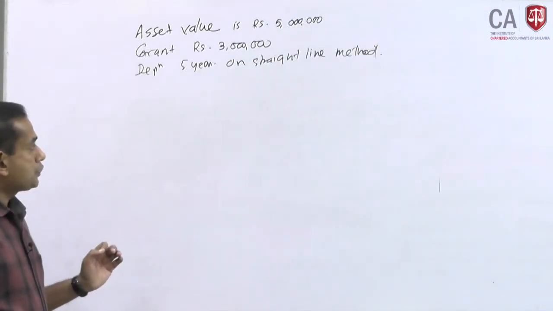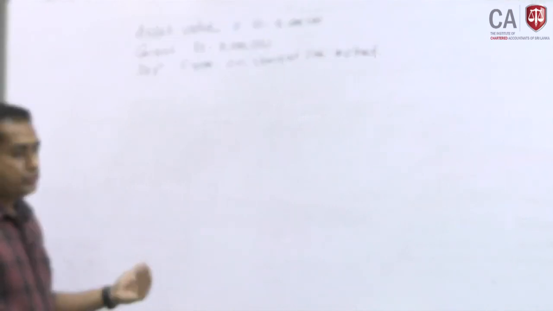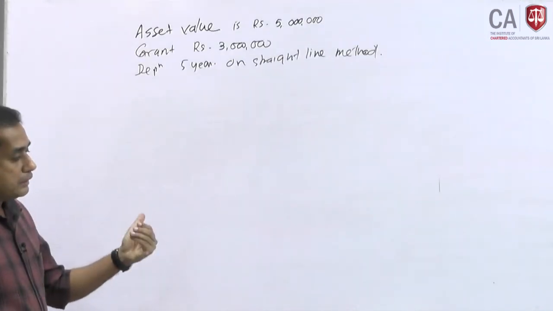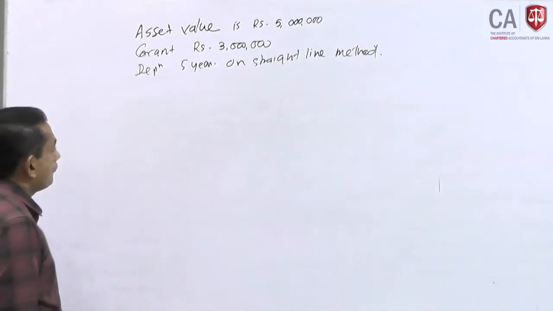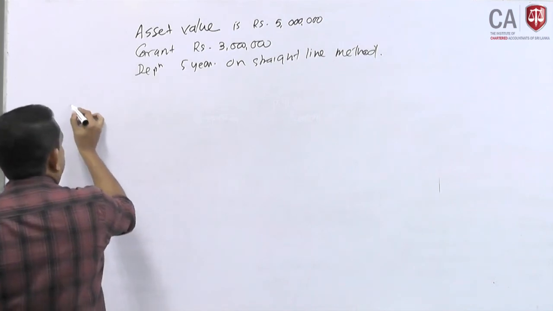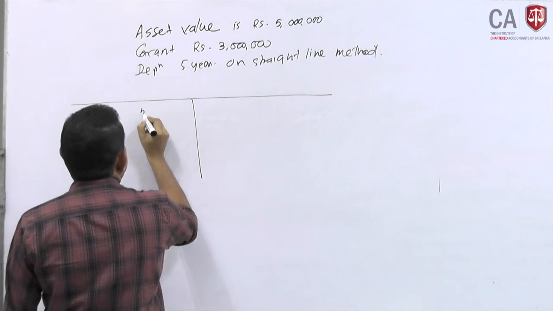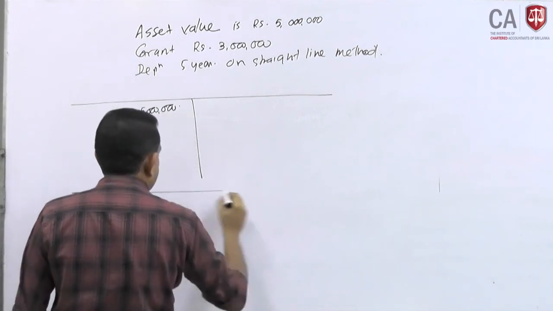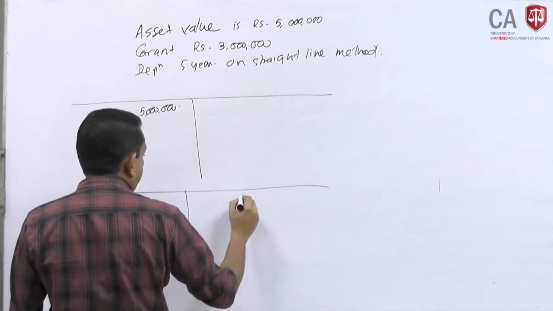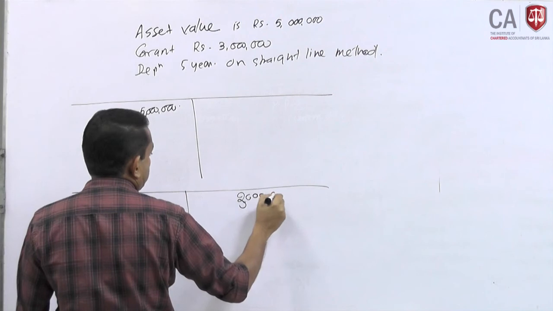Here what happens is, without you bringing the grant to deferred revenue, you show it in the balance sheet as a deduction from the asset value. Now, the asset is debited by 5 million rupees, and the grant is credited to a separate account, say 3 million rupees.